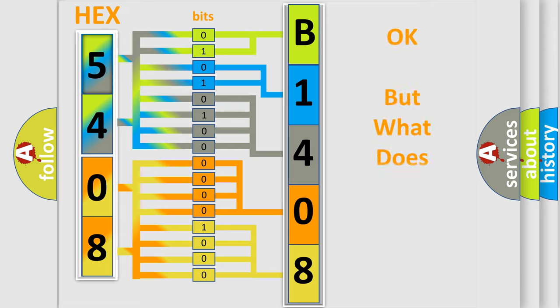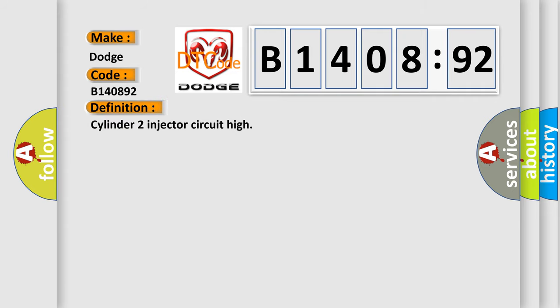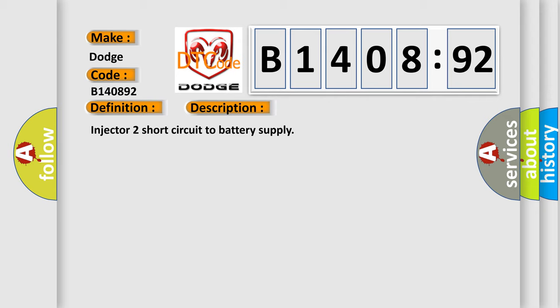The number itself does not make sense to us if we cannot assign information to what it actually expresses. So, what does the Diagnostic Trouble Code B1408-92 interpret specifically for Dodge car manufacturers? The basic definition is cylinder 2 injector circuit high. And now this is a short description of this DTC code: injector 2 short circuit to battery supply.